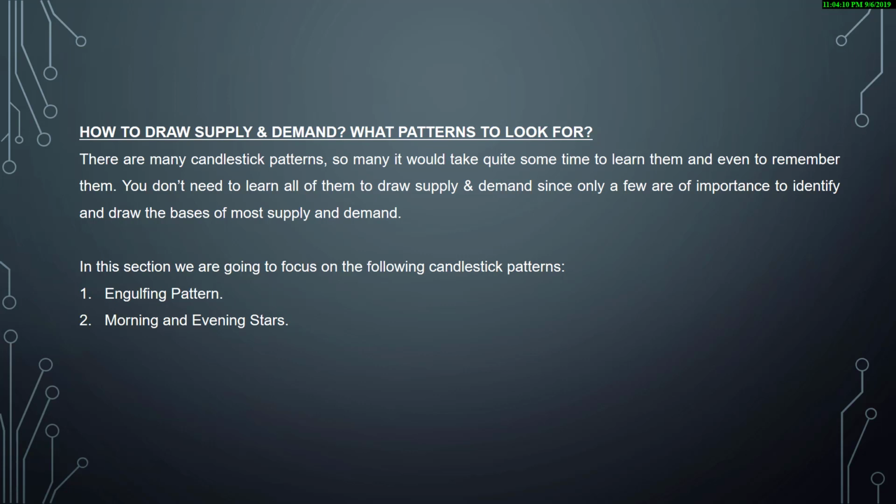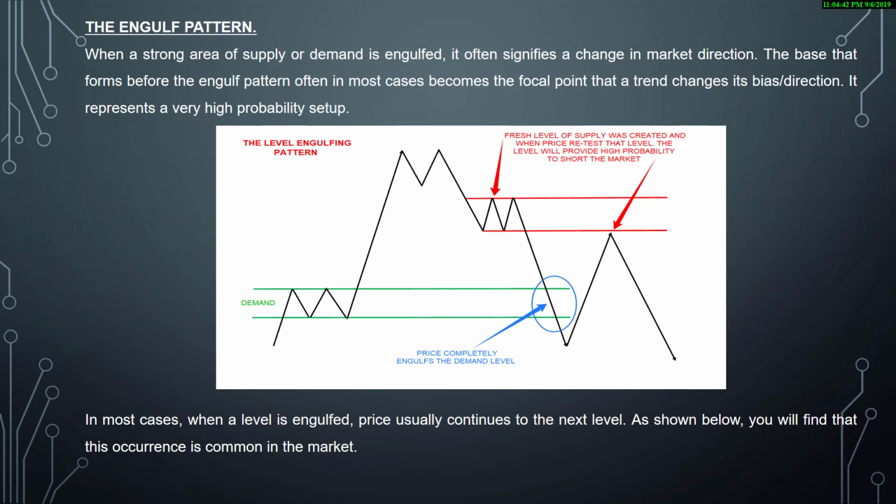In this section, we're going to focus on the following 2 candlestick patterns. Number 1, the engulfing pattern. We've already covered much of this pattern in our previous lessons. These are the bearish engulfing and the bullish engulfing. I'm sure you all know that by now. Then we've got the morning and the evening stars. We're going to talk about this further, but firstly, let's talk of the engulfing pattern.